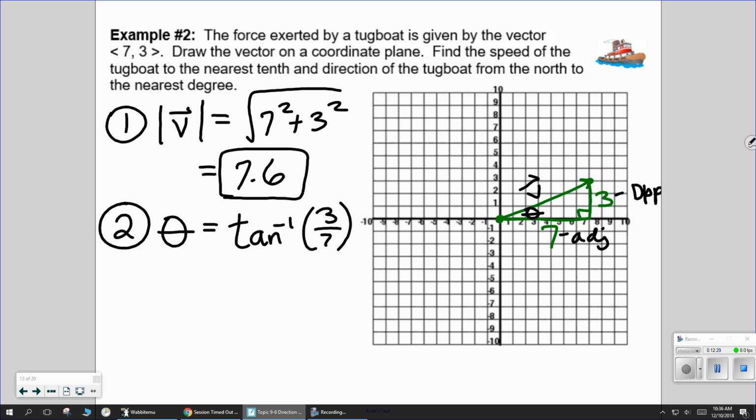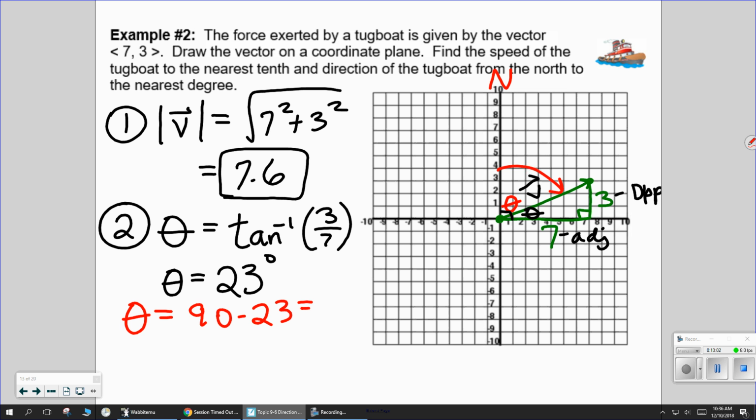Go on your calculator and type in tan inverse of 3 over 7, round to the nearest degree, and you should get 23 degrees. Now we want to find the direction from the north. The shortest distance from the north to the vector is this way, so we also want to know this angle measure. Just keep in mind that these two angles together make 90. So to get that angle, we do 90 minus 23, and that gives us 67. So the direction from the north, to the east side, is 67 degrees east of north.